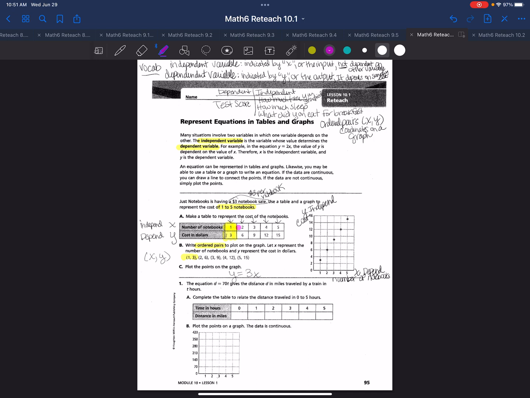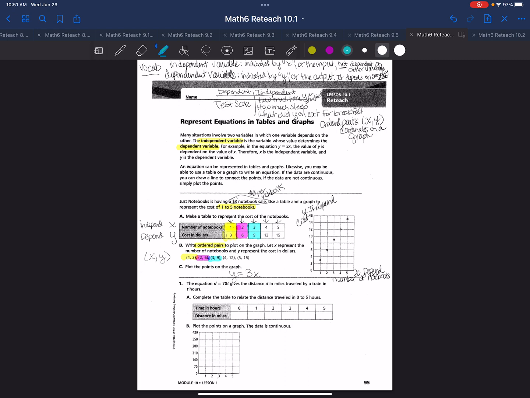And then here you see if you buy 2 notebooks, it's $6. So then that ordered pair would be 2, 6. And if you buy 3 notebooks, that would be $9, and the ordered pair would be 3, 9. And you would just go ahead and finish the graph.